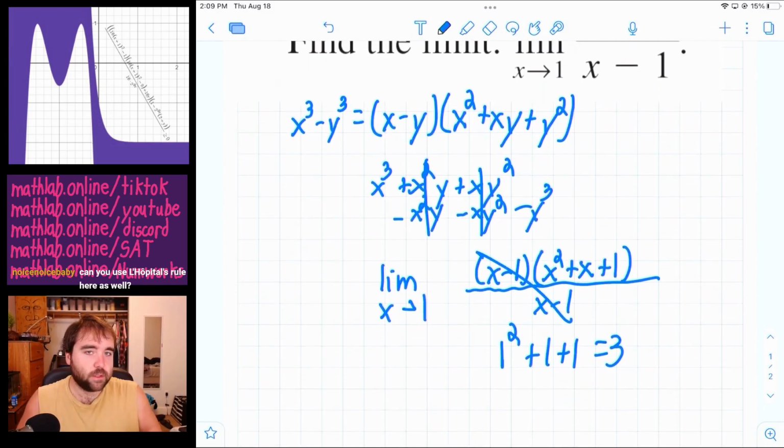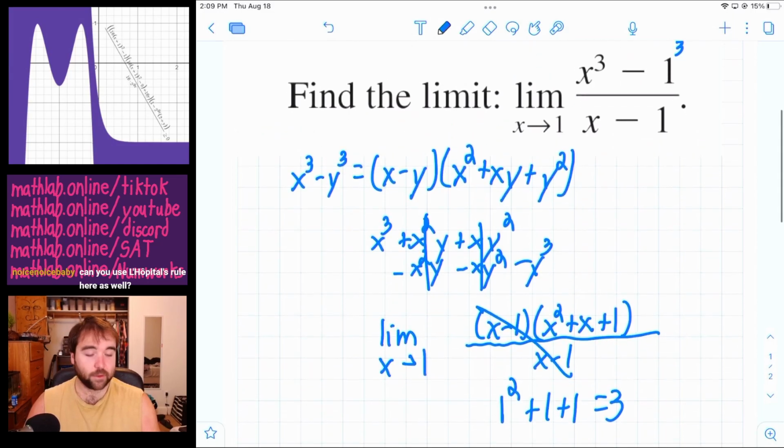The whole gist is we want to plug in 1. Sometimes we just have to simplify it first before we plug in 1. But there we go. We get an answer of 3.